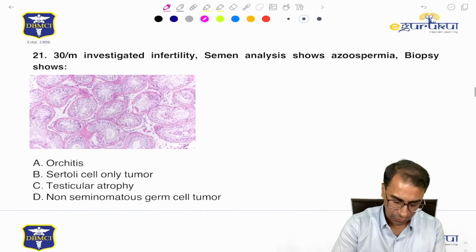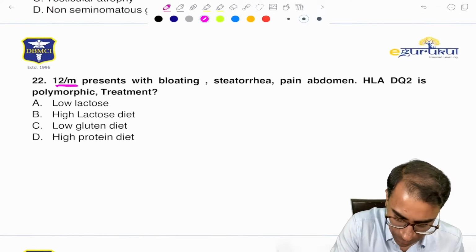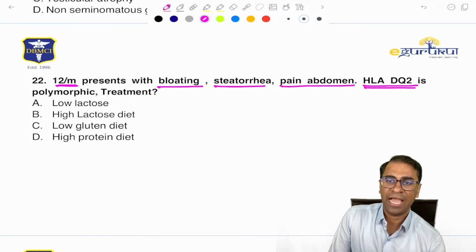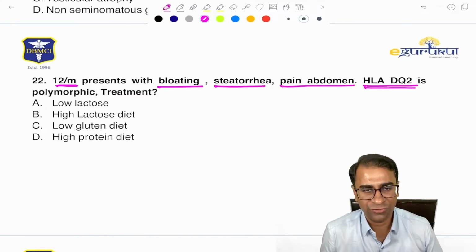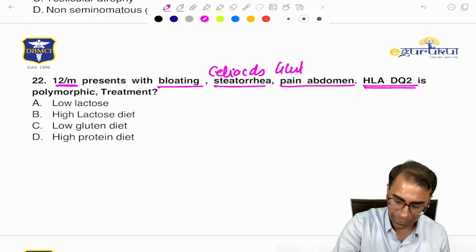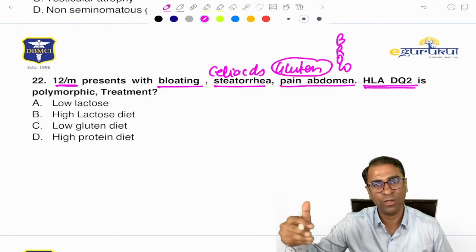Okay, this was seen in cervical cell tumor. It's a better image in that one. A 12-year-old male presents with bloating, steatorrhea, and abdominal pain. HLA-DQ2 is actually polymorphic. What is the treatment? This becomes a case of celiac disease, in which gluten is the main cause, because gluten is present in barley, rye, oat, and wheat.